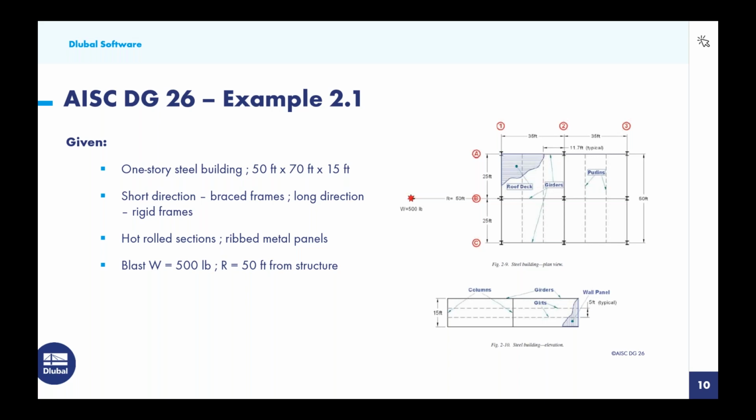Now, the blast load will take place, and we can see that indicated over here on the left, with a charge weight of 500 pounds, and it is 50 feet away from the structure. So we can see it's normal to this front short face here.